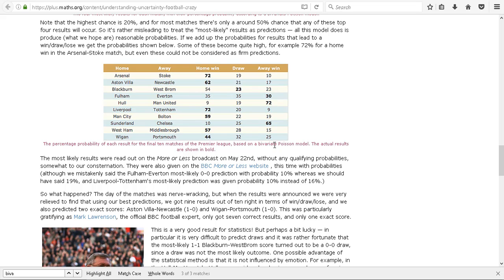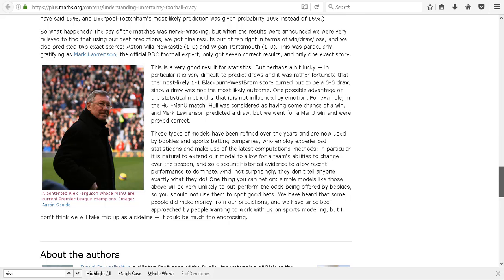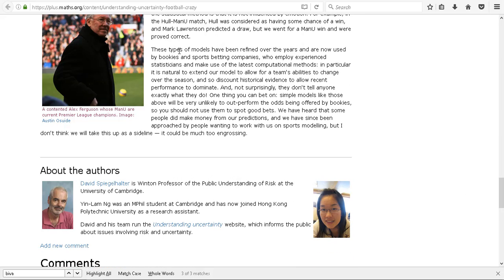But this person was using the bivariate Poisson model, which is better than the Poisson. It reduces some of the edge effects and some of the errors that occur with the Poisson. Though, they're small errors. So it's not that the Poisson model is totally useless. I like the fact also they mention these types of models have been refined over the years and are now used by bookies and sports betting companies who employ experienced statisticians and make use of the latest computational methods. That's just a reminder that, okay, these techniques are nice and interesting, but remember that the bookies who are setting the odds are using far better models.